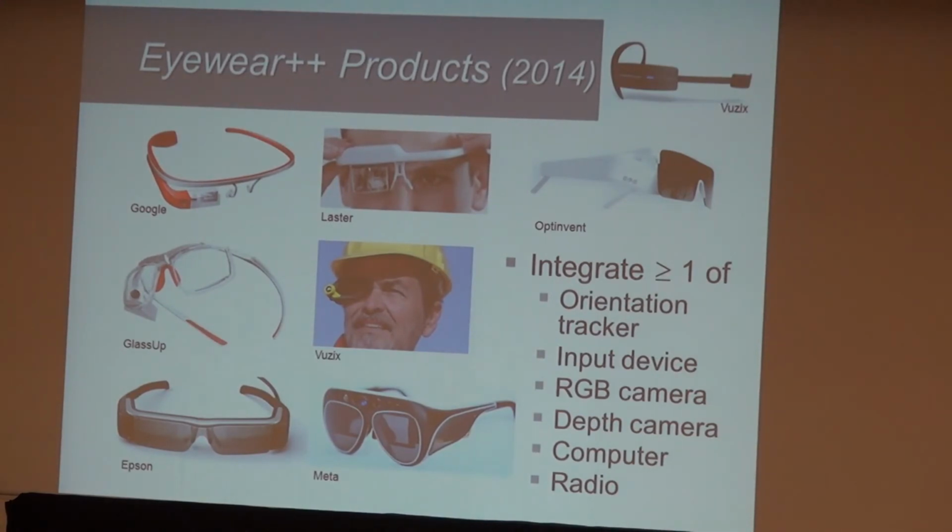Using the C language use of the double plus sign, I'm referring to these as Eyewear++ because they're not just displays. They incorporate one or more of an orientation tracker or an input device of some sort, like an RGB camera and/or a depth camera, a computer in the case of Glass, and a couple of the other ones that you're seeing, like the Vuzix at the upper right, radio or radios to be able to communicate with other things. So these all basically are either full computers or are displays that also have sensors of various sorts, including cameras built into them.